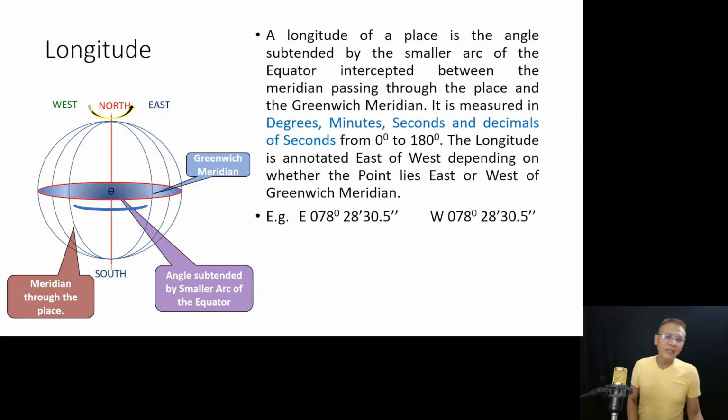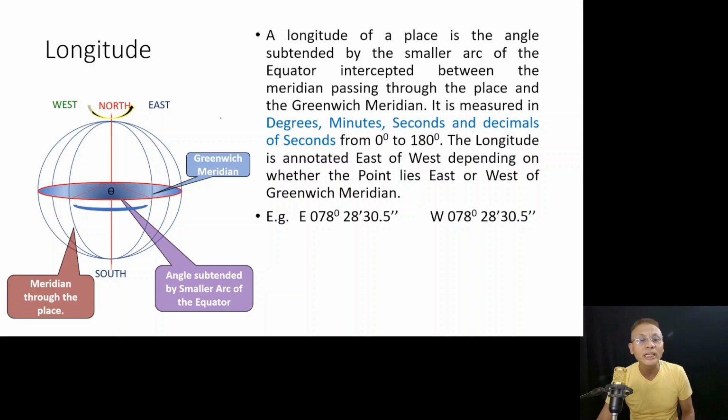So now, after having defined those meridians, we will again revisit one of the terminologies which we have often heard, that is nothing but the longitude. A longitude will be used to define a place. The longitude of a place is the angle subtended by the smaller arc of the equator intercepted between the meridian passing through the place and the Greenwich meridian.